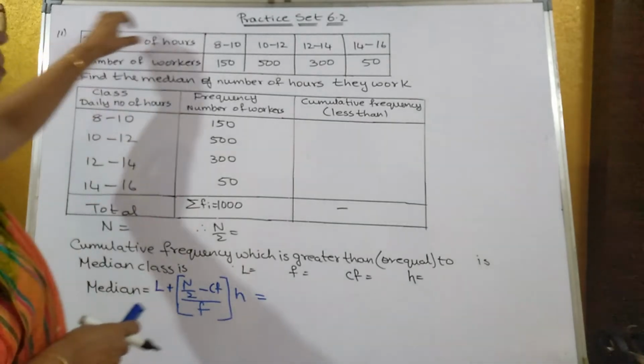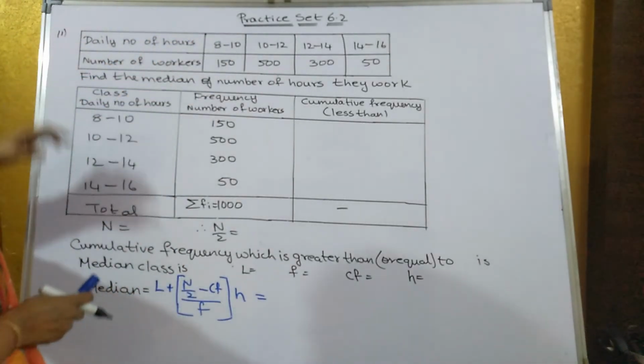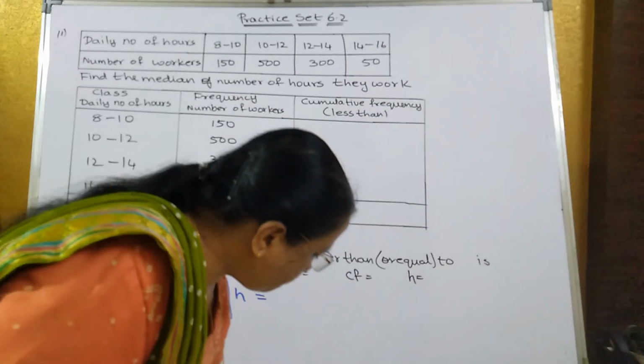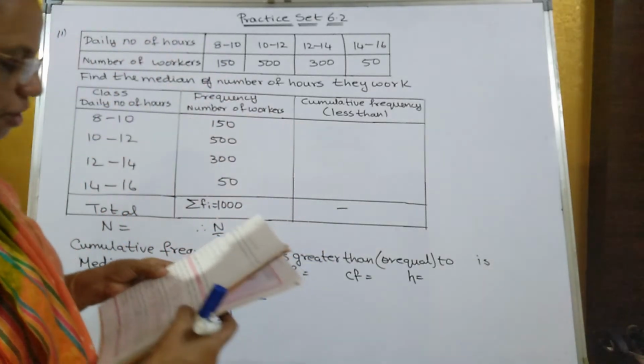Now the first sum of practice set 6.2, they have given in the sum the following table.